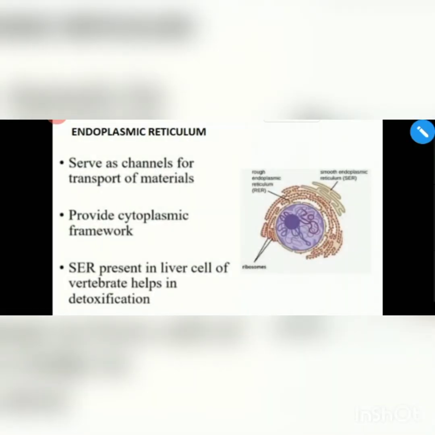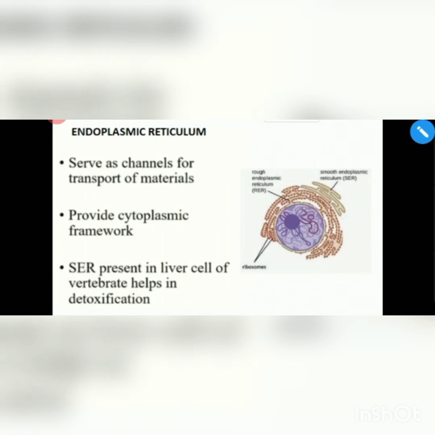Now, what are the other functions of the endoplasmic reticulum? As we have already studied, the endoplasmic reticulum is connected to the outer membrane of the nuclear envelope. Now, we have already studied that the nuclear membrane is made up of two layers, an outer layer and an inner layer. The endoplasmic reticulum is attached to the outer layer. So, it will help in the transport of materials between the nucleus and the cytoplasm.